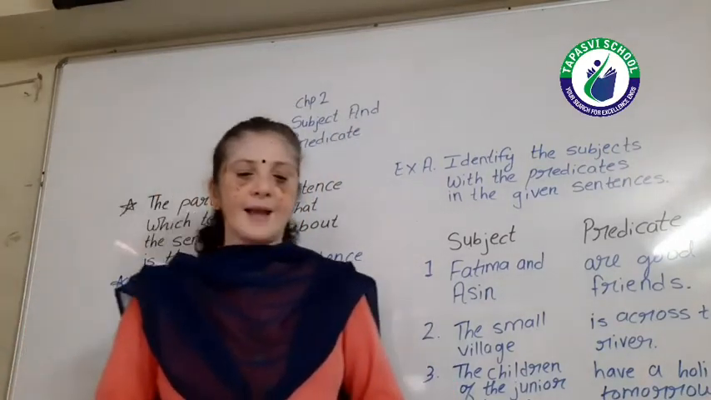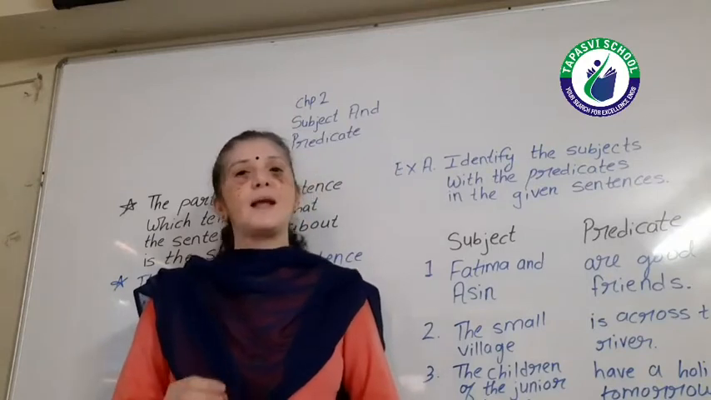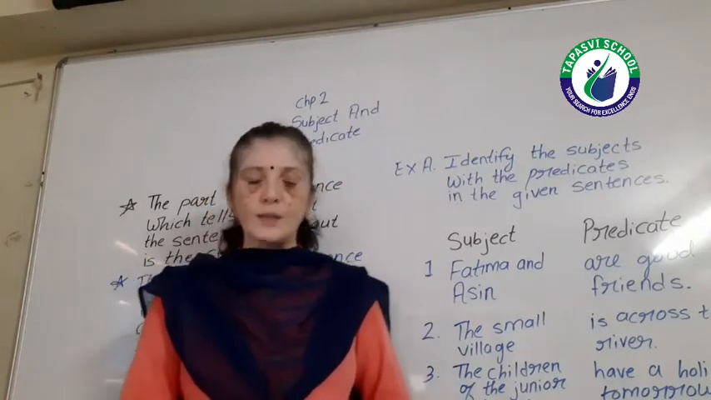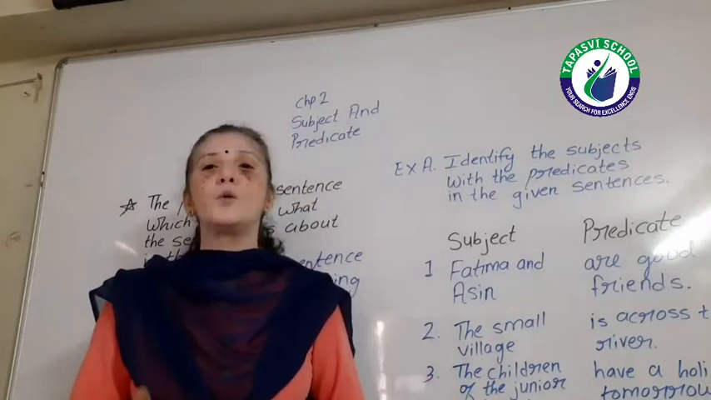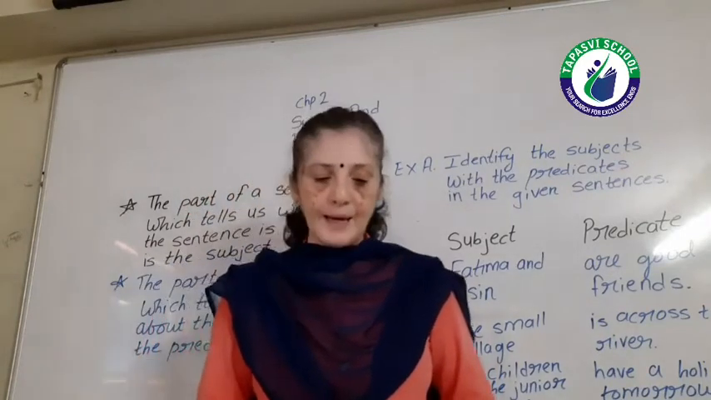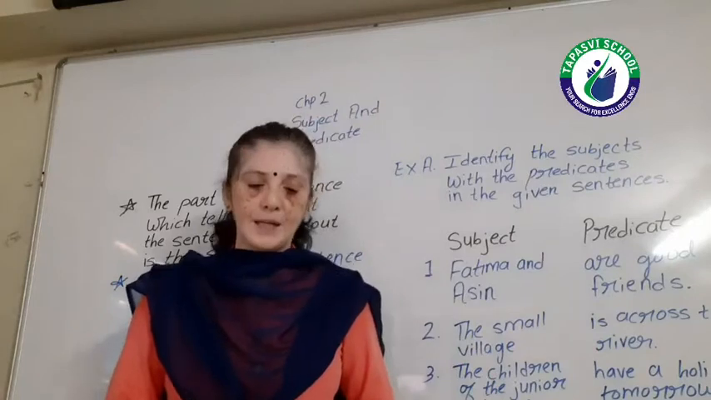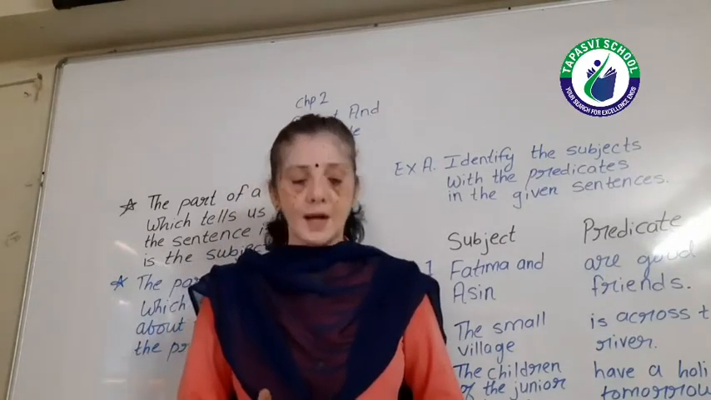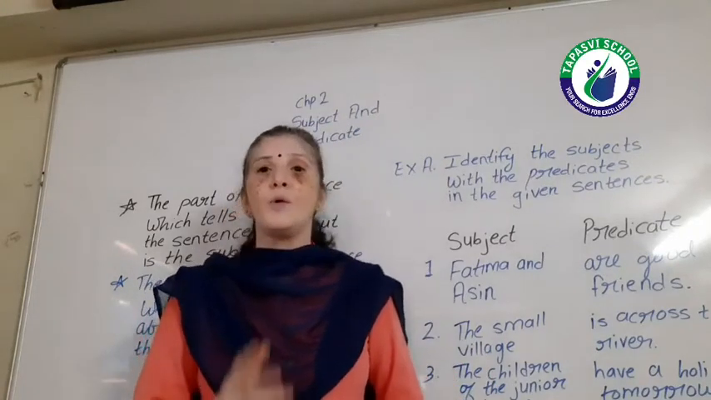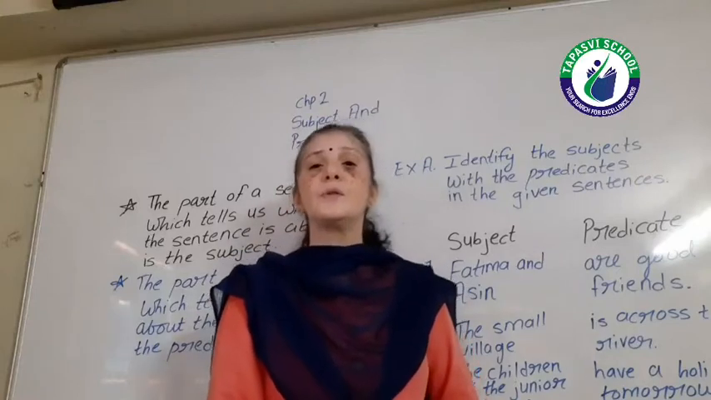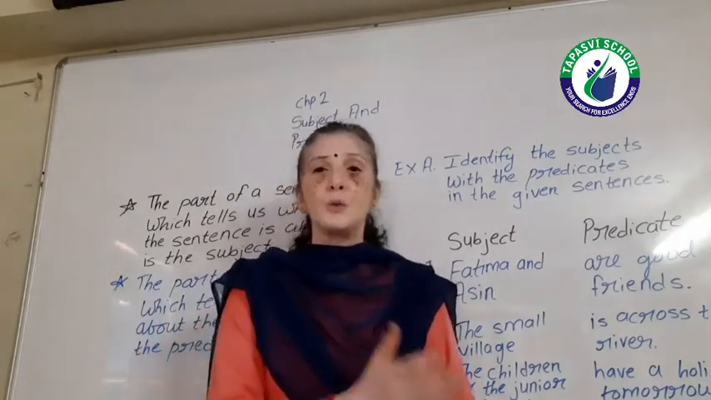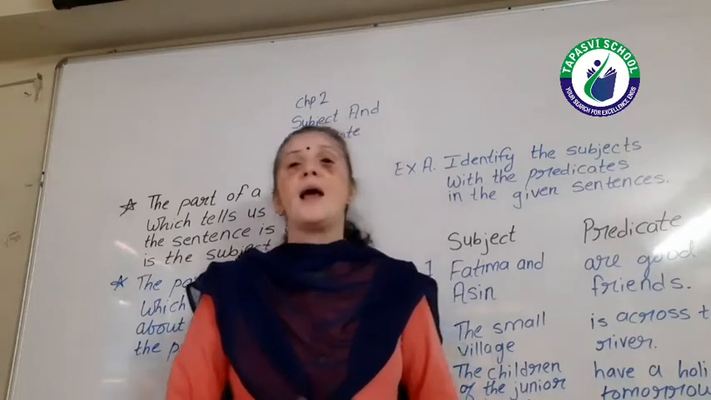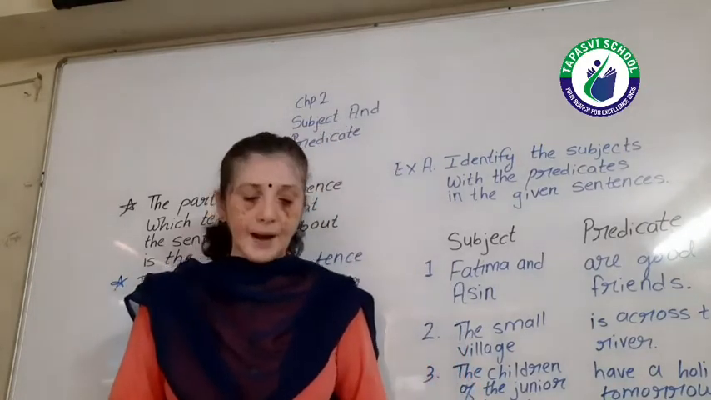We know that a sentence is a group of words that makes a complete sense. You know, students, what is a sentence? A sentence is a group of words which makes complete sense. For example, Suhana is a good student. So here the sentence is divided into two parts. Suhana is a good student. So Suhana is the subject and is a good student is the predicate.